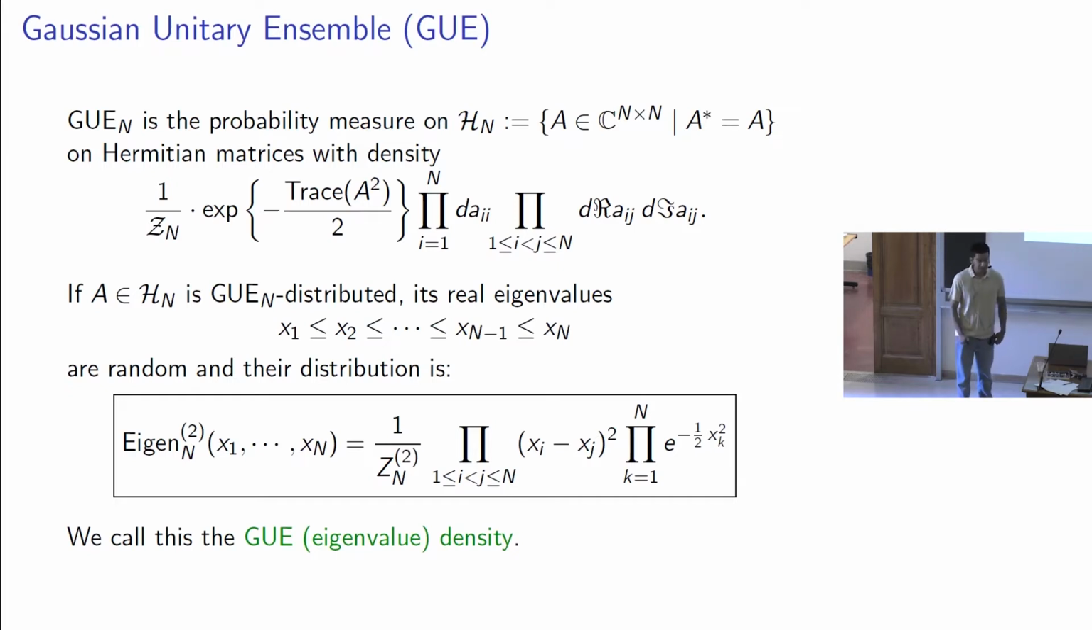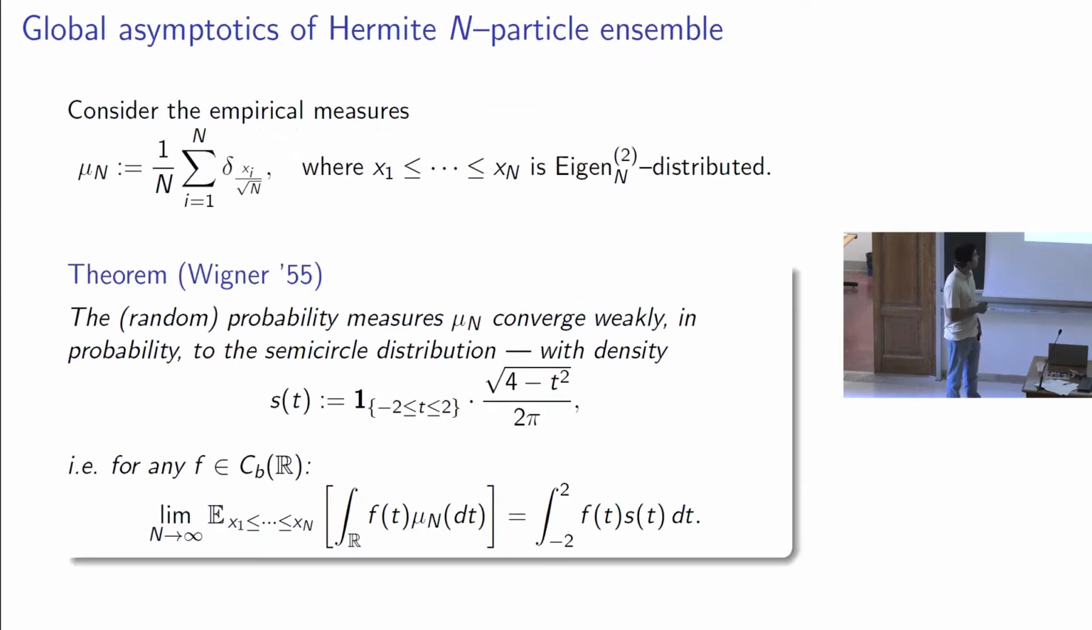I want to see what happens with this as n goes to infinity. The theorem here is very classical, due to Wigner, and is the following. Take your n random eigenvalues, which are distributed according to this boxed distribution. Consider the empirical measure. This will be a random probability measure, which has masses of 1 over n at the points xi, well, xi divided by square root of n, so that you see a limit shape. I want to study this as n goes to infinity, and the theorem tells me that the limit is the semicircle distribution.